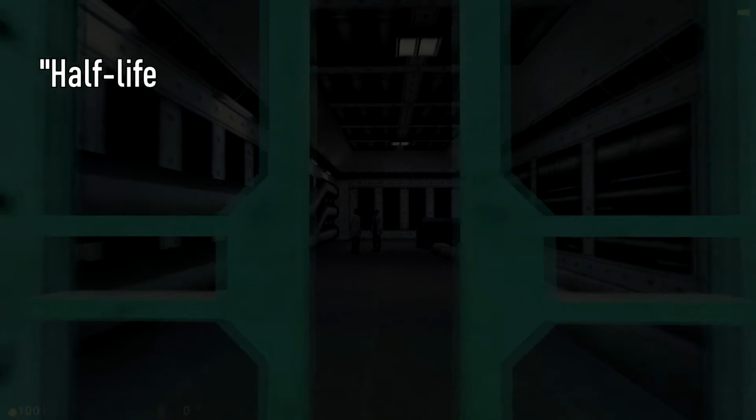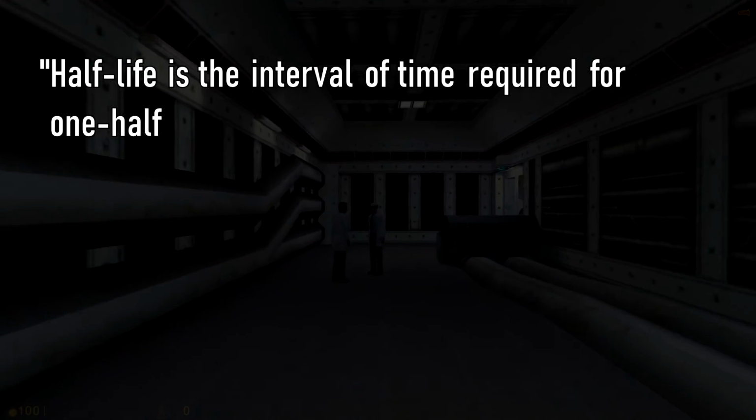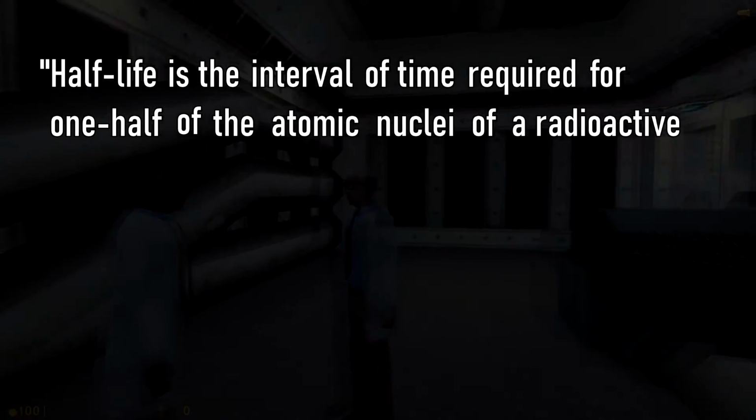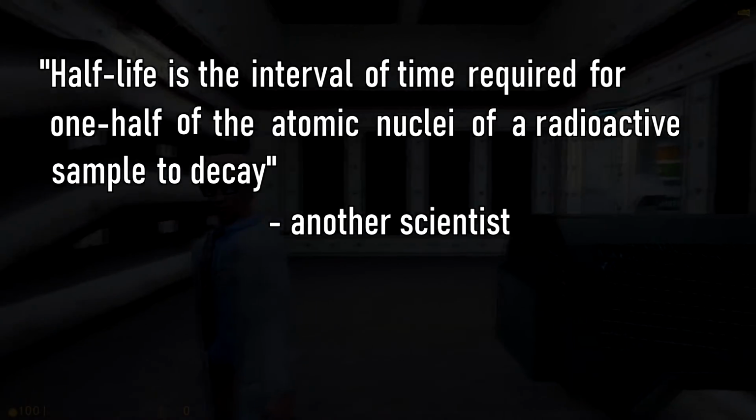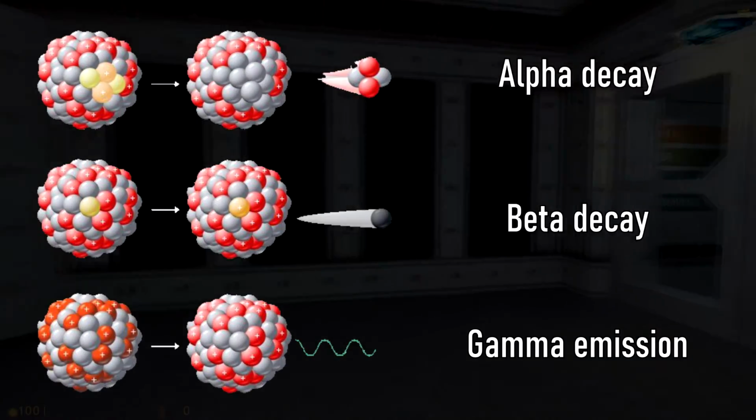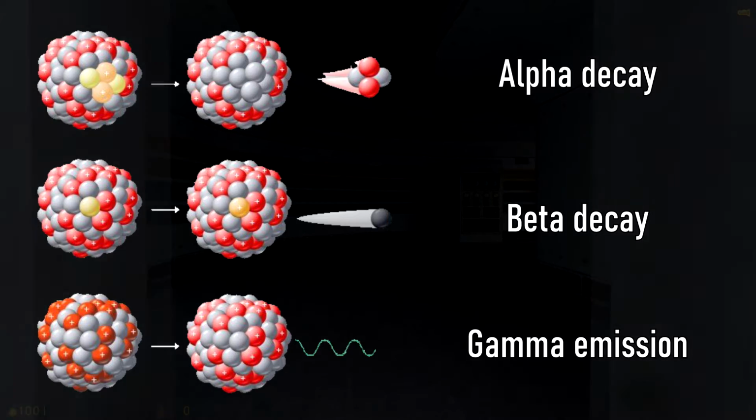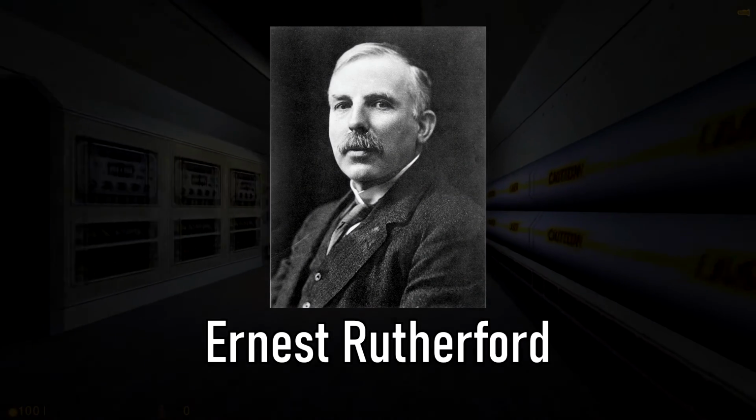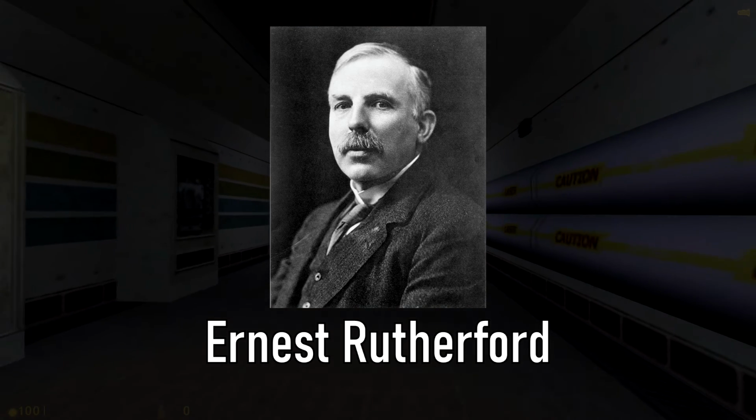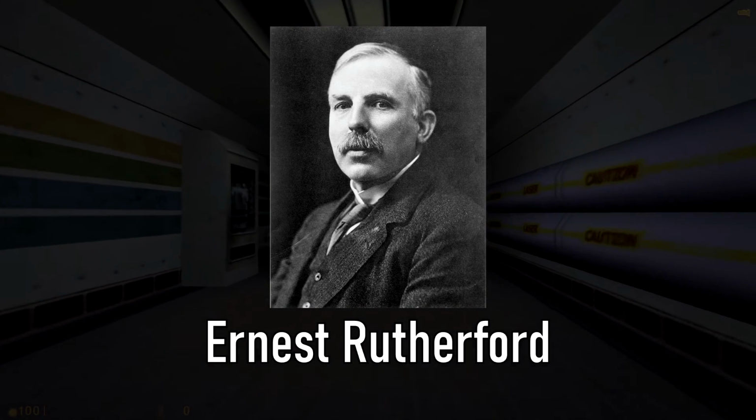Half-life in radioactivity is the interval of time required for 1/2 of the atomic nuclei of a radioactive sample to decay. The term is most often used in the context of radioactive decay, which occurs when unstable atomic particles lose energy. The discovery of half-lives is credited to this guy, one of the most influential physicists of his time.